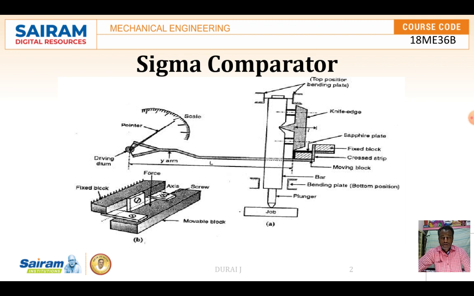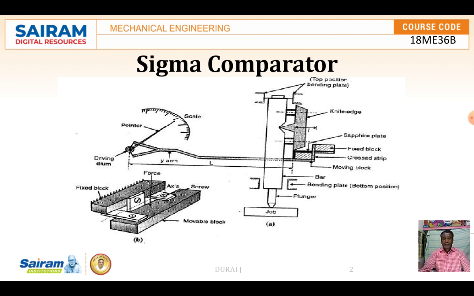In the figure, the moving block is connected with the knife edge, and the knife edge is placed on the V groove. That V groove is connected to the plunger. Below the plunger, the measuring job has to be placed. Initially they are going to keep the standard component.